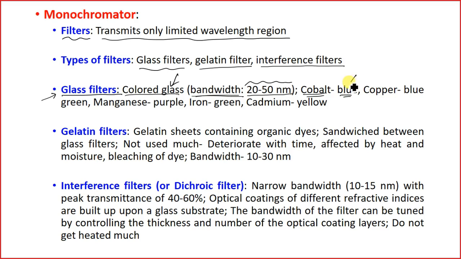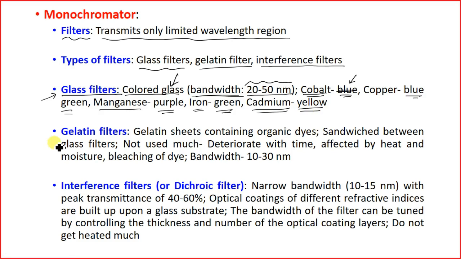Okay, so cobalt is used for generating blue color. Sorry, no, this should not be blue. Cobalt is somewhat reddish color. Okay, this is a mistake. Then copper is used for the blue green color. Manganese is used for the purple color. Iron is used for the green color, and cadmium is used for the yellow color.